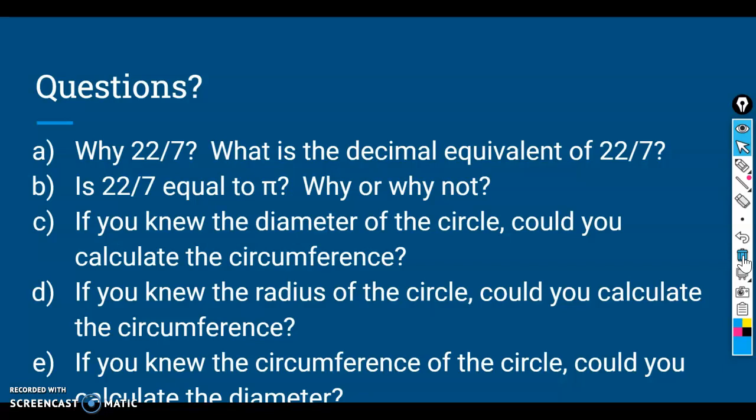Well, think back to a previous slide. We determined that the diameter of a circle is twice the radius. So if we know the radius, we can multiply that number times 2 and multiply by pi in order to find the circumference. If you knew the circumference of the circle, could you calculate the diameter? Yes. You can divide the circumference by pi to find the approximate value of the diameter.